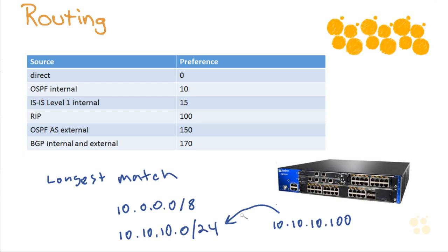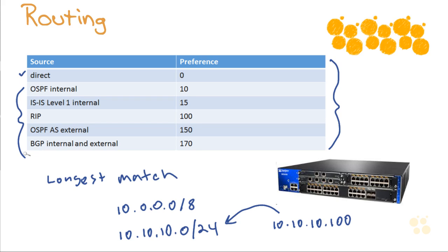What happens if there are multiple sources, though, for these prefixes? Well, then the preference value of the particular route is going to kick in. The route source. Lower is better. It's like a golf score. So directly connected routes and local routes are going to have a value of 0, and we can't manipulate that. But everything else is going to have a higher value, and we can manipulate those route preferences. For instance, OSPF internal is 10, RIP is 100, BGP is 170. So these are the values, the believability scores of these particular routing protocols.